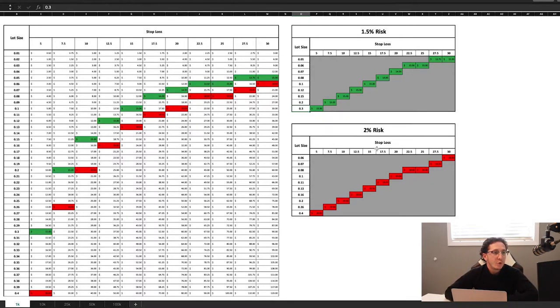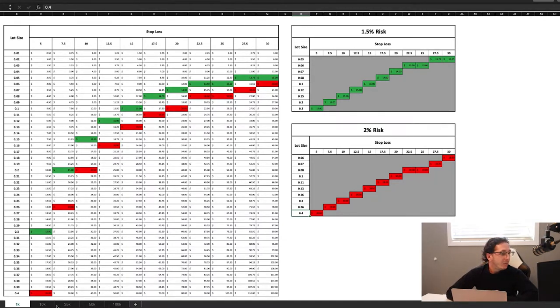And then the same thing goes if you wanted to risk 2%, right? If you had a tight stop loss of 5 pips, you can risk $20 and trade 40,000 units. But if you did need a wide stop loss and you needed 30 pips, right, you can only trade 6 micro lots. So there's a big difference there, but the risk is the same, all right?